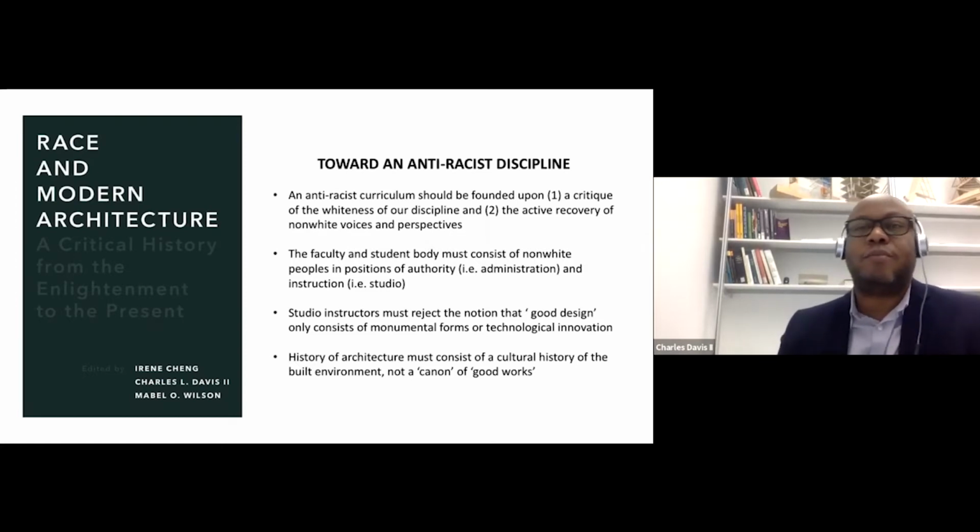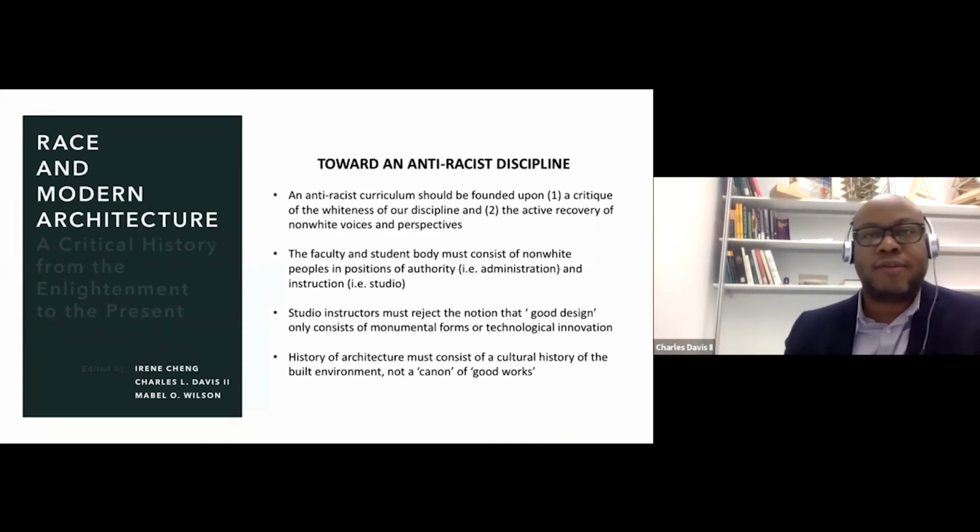Second, the faculty and student body must consist of non-white peoples in positions of authority, both in terms of who is running the space and the administration, and in terms of instruction, who your studio leaders and studio instructors are, the patrons of the space. Studio instructors must reject the notion that good design only consists of monumental forms or technological innovation.